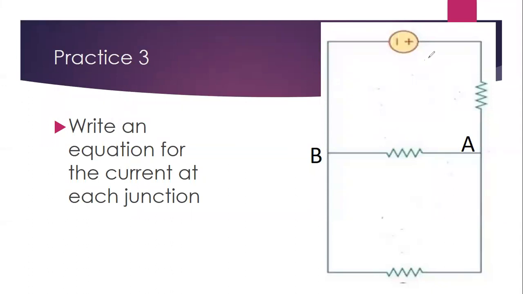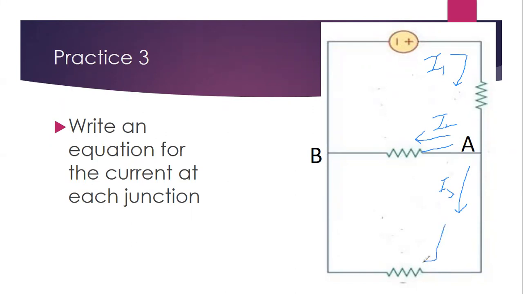Okay, so this current is going to be called I1, and it's going this way. Now, when it hits A, it has to change. There's going to be a current going down, and there's going to be a current going back to the left. We'll call this one I2, and this is I3.